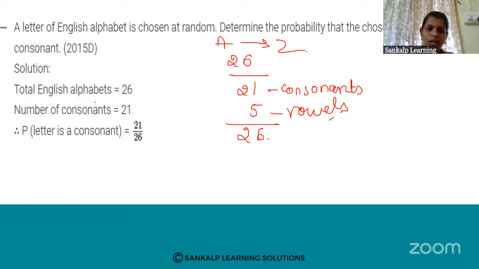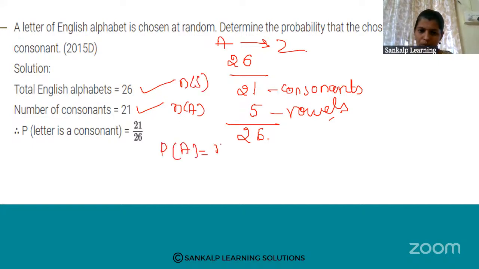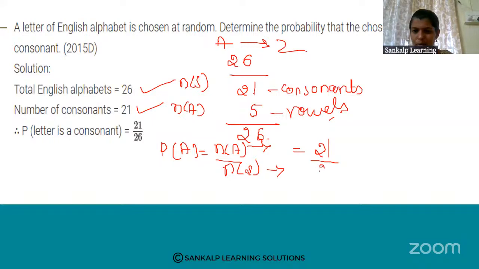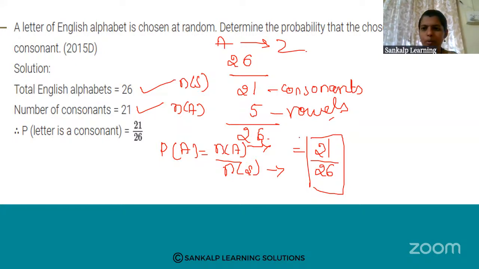The number of consonants is 21, the total number is 26. So this is N of A, this is N of S. P of A is equal to N of A divided by N of S. This is the favorable outcome, this is the total number of outcomes. 21 consonants are there, total number of alphabets 26. So this is the probability that the letter is a consonant.